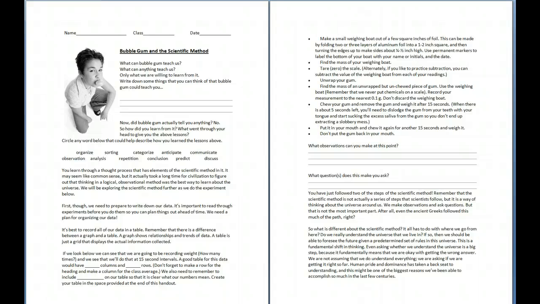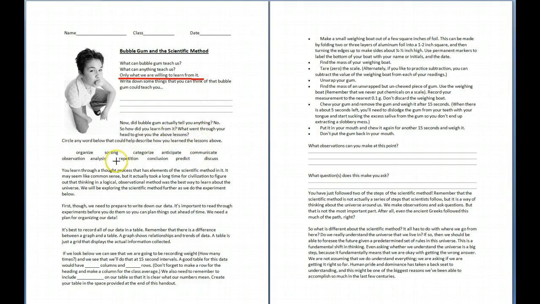What we are going to start with here is just a couple questions. What is it that bubblegum can teach us? Can it teach us anything? Well, we can ask ourselves those kind of questions, and it may not be able to teach us anything without our willingness to learn from it, right? So we have to be willing to learn from it.